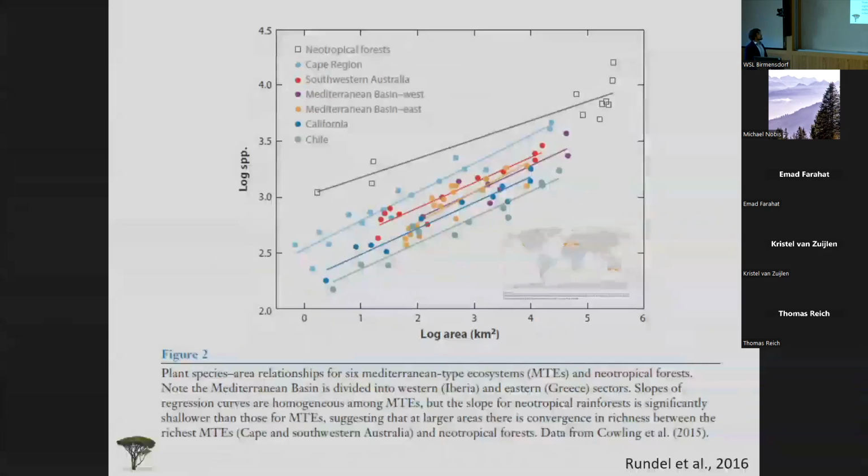It's also an interesting study area because it hosts many species. And if we look at this plant species area relationship, we can see that, as in other Mediterranean climate regions throughout the world, there is a comparable number of species there, which is still lower than neotropical forests.